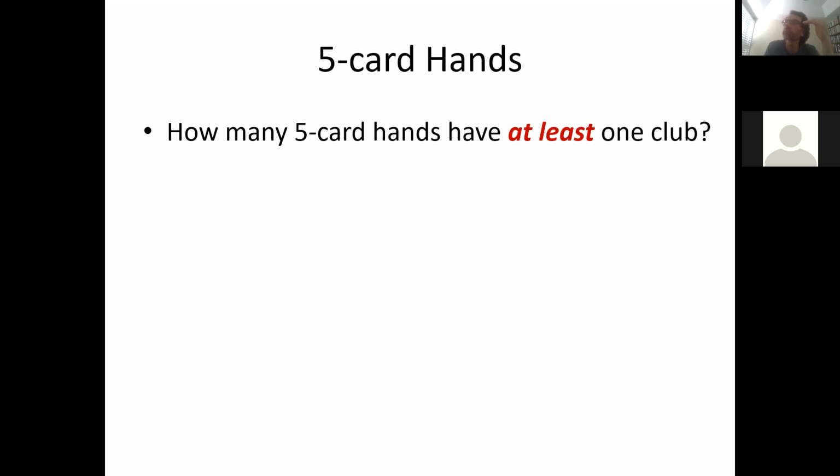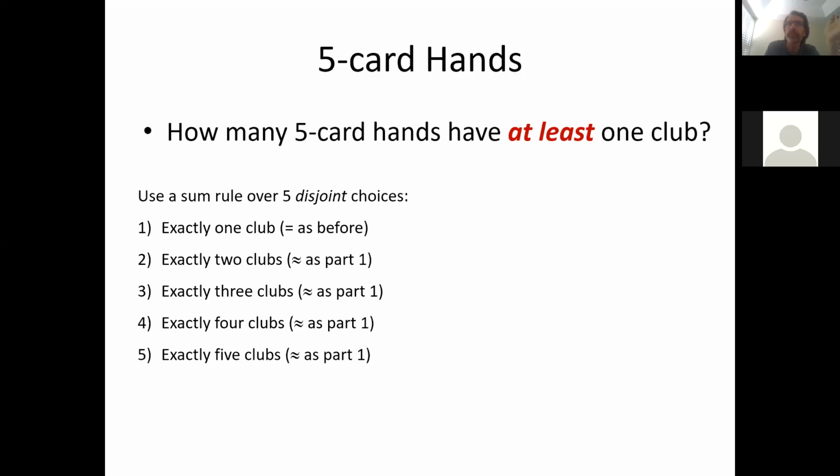But let's say that you have at least 1 club. Well, so now you can divide the space into 5 disjoint possibilities. I take exactly one club, then I count it as I did on the previous slide. Let's consider hands which have exactly 2, exactly 3, exactly 4, and then I guess exactly 5.